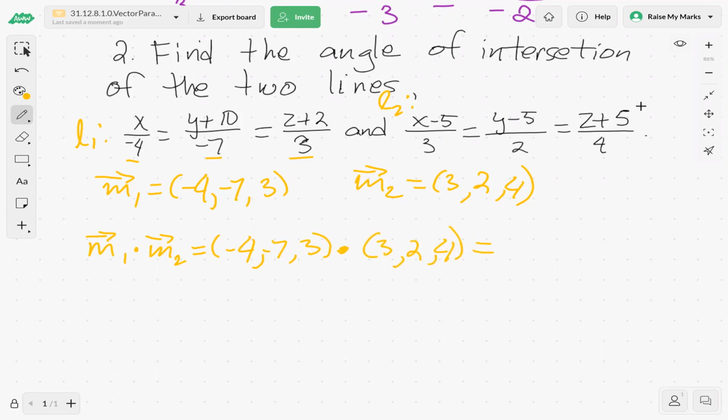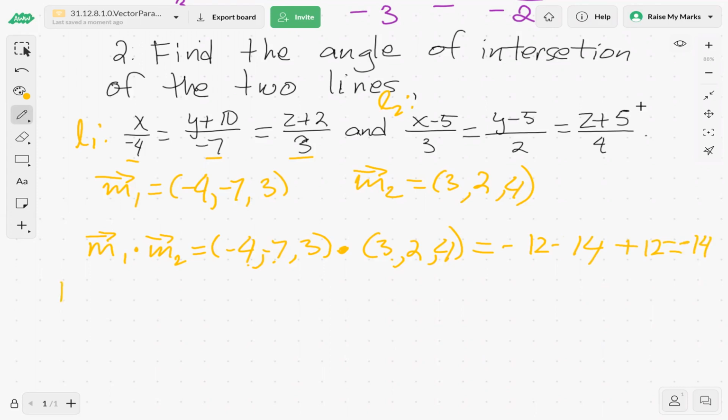All right, so -4 times 3, we got -12, plus -7 times 2, which is actually -14. So let's put that in, -14, plus 3 times 4, which is 12. So our dot product is -14.